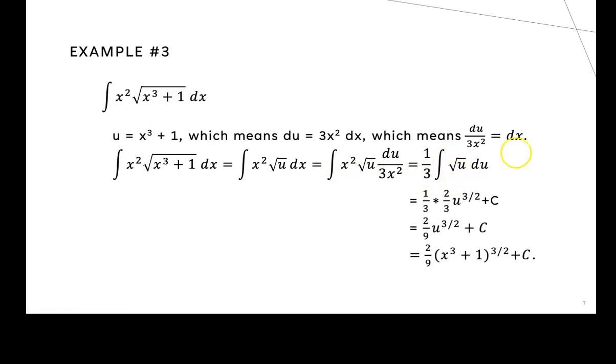Once you get that, the antiderivative of u to the 1/2 is 2/3 u to the 3/2. That's our earlier lesson on antiderivatives. And then multiply all that by the 1/3 out front plus c. So we end up with 2/9 u to the 3/2 plus c. And then our u gets plugged back in, so we get 2/9 times (x cubed plus 1) raised to the 3/2 plus c.